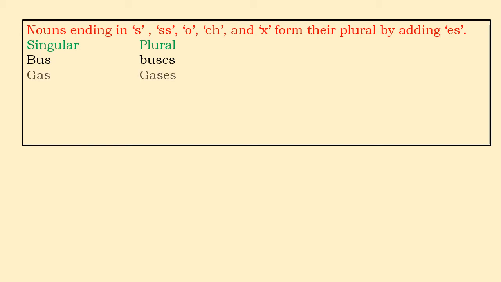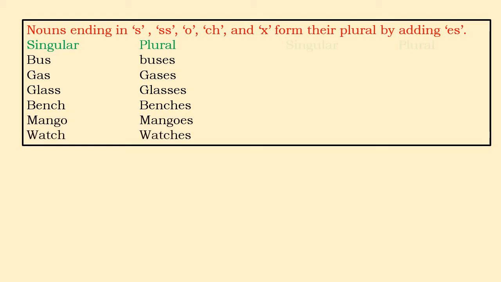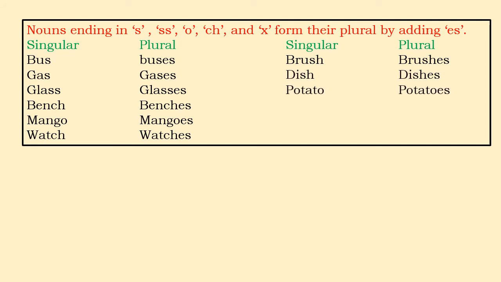Buses, gas, gases, glass, glasses, bench, benches, mango, mangoes, watch, watches, brush, brushes, dish, dishes, potato, potatoes, tax, taxes, church, churches, and the last example is match and the plural is matches. So this way you have to write s or es with the singular nouns.